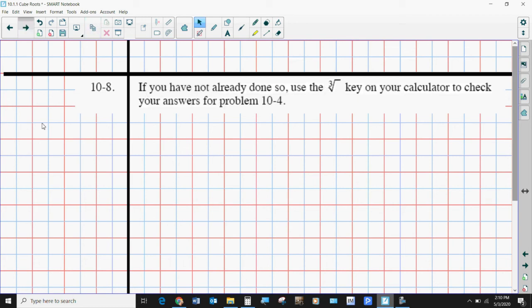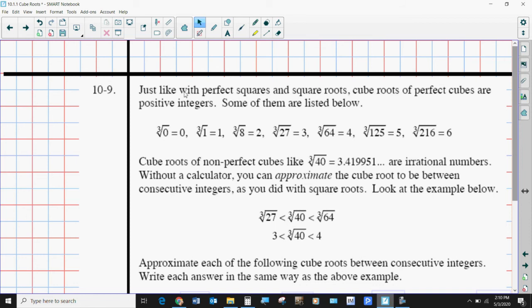Let's move on. All right, now just like with perfect squares and square roots, cube roots of perfect cubes are integers. So 0 is a perfect cube because 0 times 0 times 0 is 0. 1 is a perfect cube because 1 times 1 times 1 is 1. 8 is a perfect cube since 2 times 2 times 2 is 8. 27 is a perfect cube. 64 is a perfect cube. 125 is a perfect cube. 216 is a perfect cube. You can keep going on and on and on.